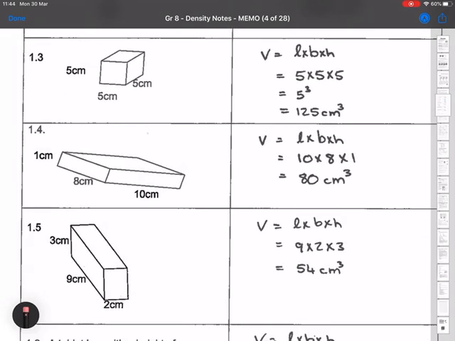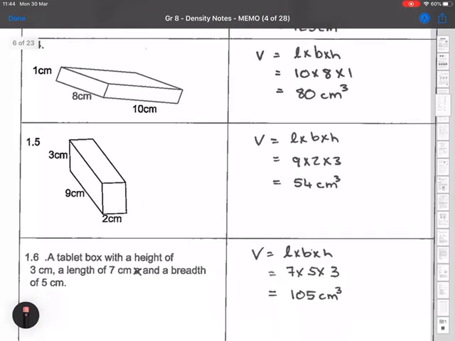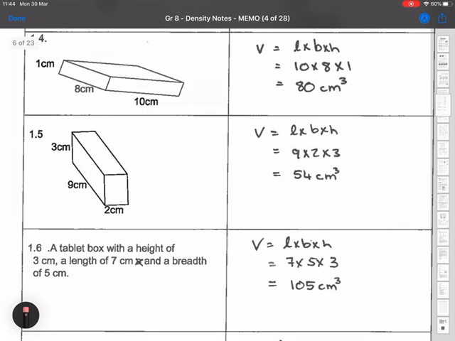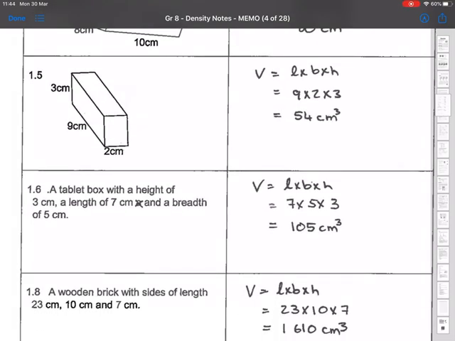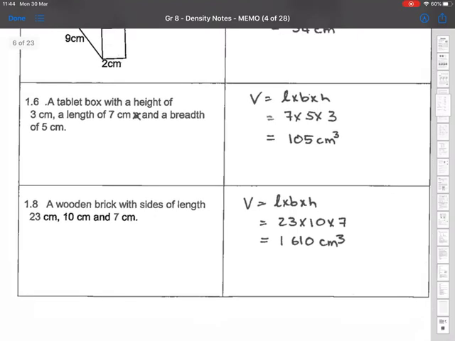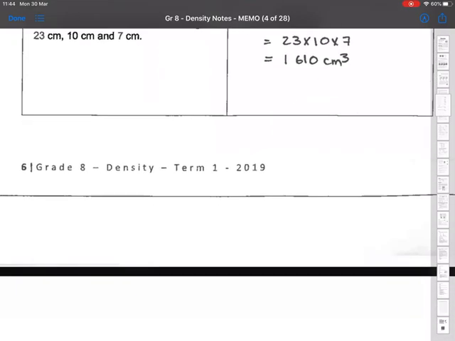Okay, 1.3 should have got 125 centimeters cubed. 1.4, 80 centimeters cubed. 1.5, 54 centimeters cubed. And 1.6, you should have got 105 centimeters cubed. 1.8, 1,610 centimeters cubed.